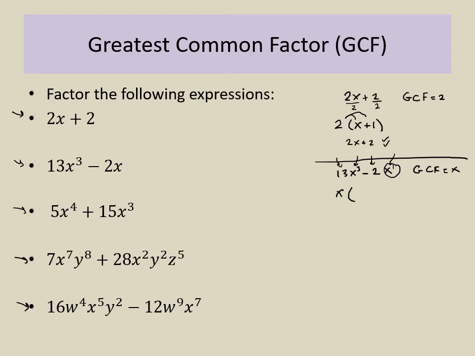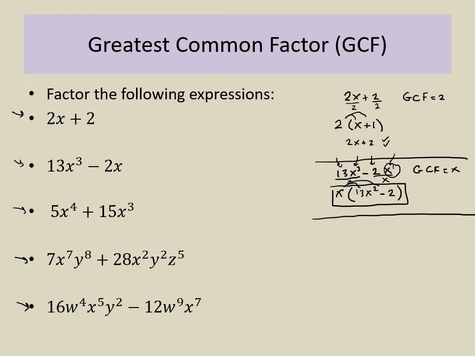When I factor out the x from this one, if I divide this by x, I get 13x squared. X cubed divided by x is x squared. There's going to be 2 of them left, minus 2x divided by x is 2. And once again, you can distribute to make sure that you have the right answer.